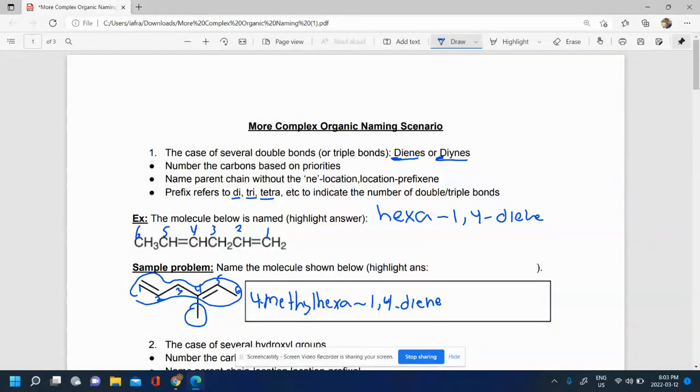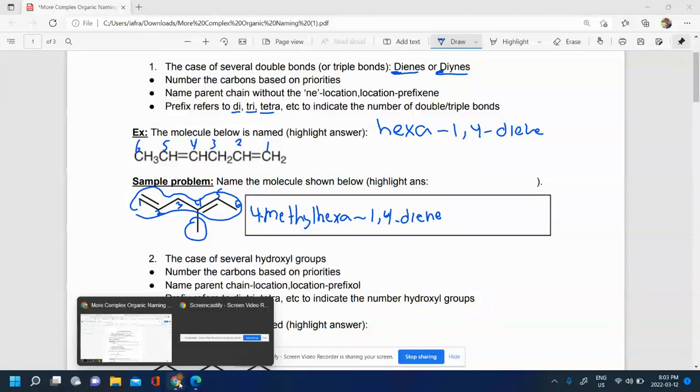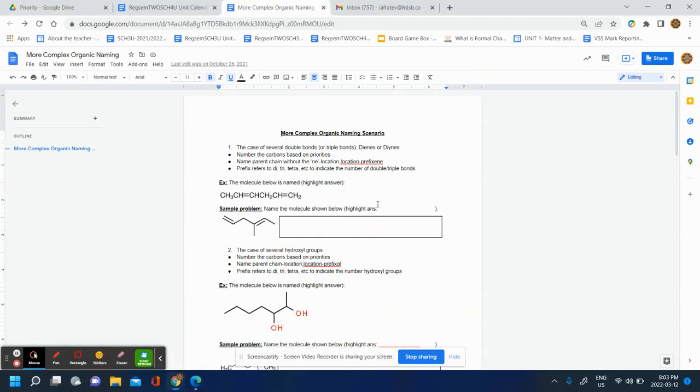And so here we just named another complex molecule that contains 2 double bonds. If you are trying to do the work in your document, a way you can reveal the answers is by simply clicking over here and highlighting, and you can see we have 4-methylhexa-1,4-diene. And then same thing over here, you can highlight to reveal the answer in the practice that you're doing there.